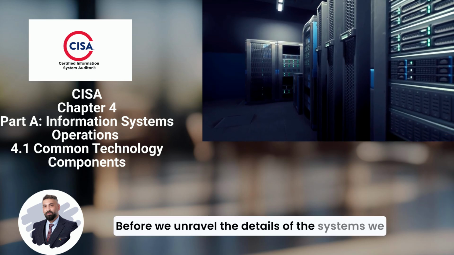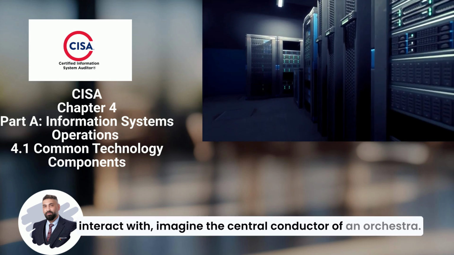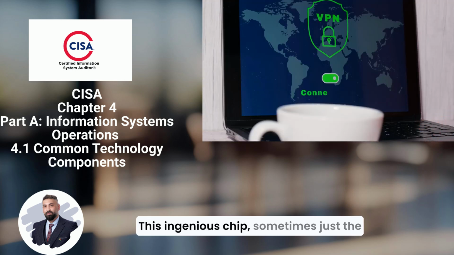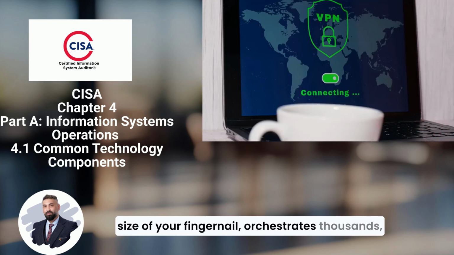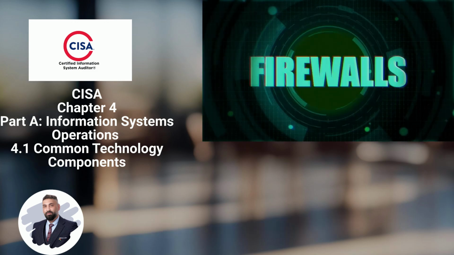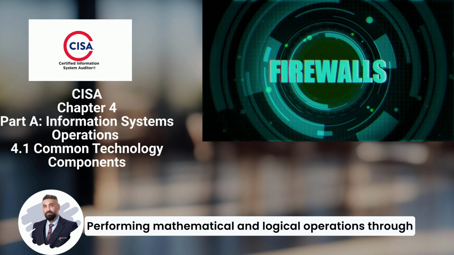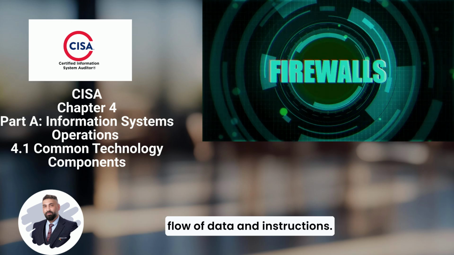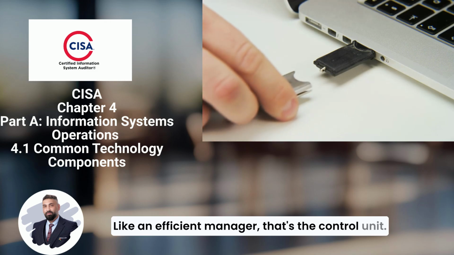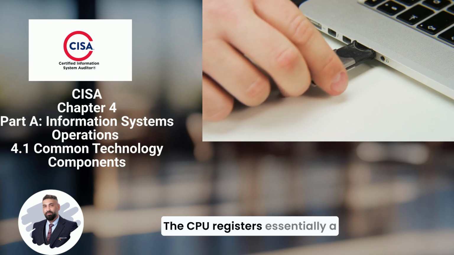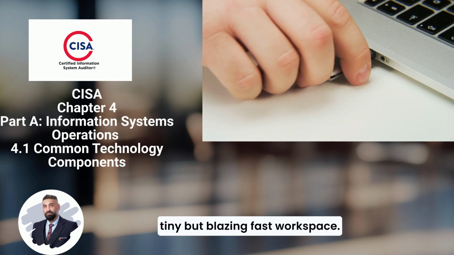Before we unravel the details of the systems we interact with, imagine the central conductor of an orchestra, the CPU, or Central Processing Unit. This ingenious chip, sometimes just the size of your fingernail, orchestrates thousands, even millions of operations every second. The CPU is a marvel with its three primary responsibilities: performing mathematical and logical operations through the arithmetic logic unit, ALU; dictating the flow of data and instructions like an efficient manager, that's the control unit; and holding bits of data momentarily in its internal memory, the CPU registers, essentially a tiny but blazing fast workspace.